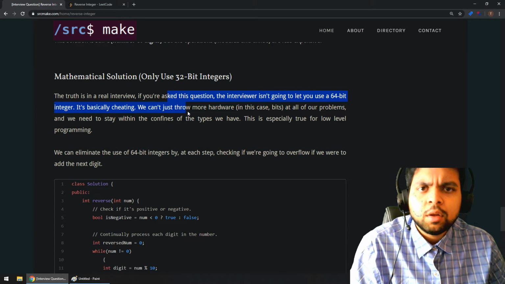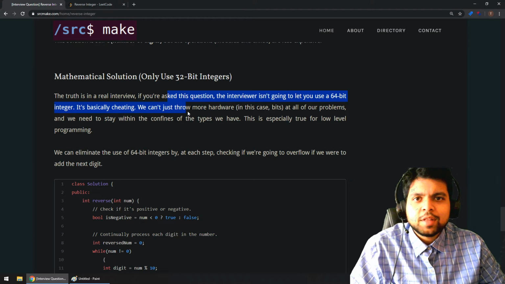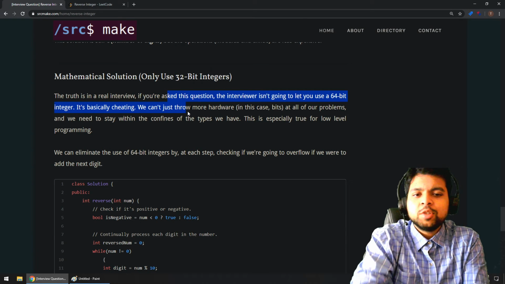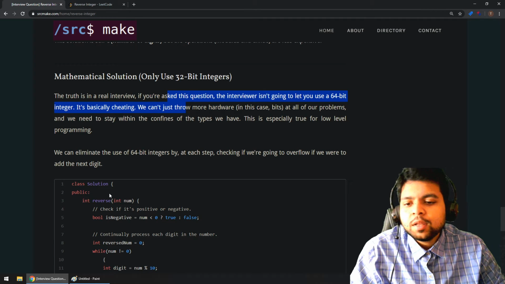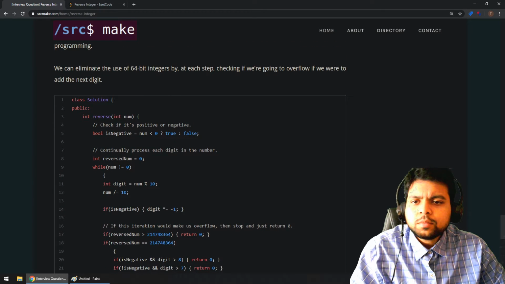And this is true for low-level programming, right? Or if they ask you to reverse a 64-bit integer, are you going to have to find some 128-bit library to let you do the reversal? No, of course not. You have to work within the types you're given. And so since we're given an integer and we're supposed to return an integer, we should stick within integers. And so let's look at the code.